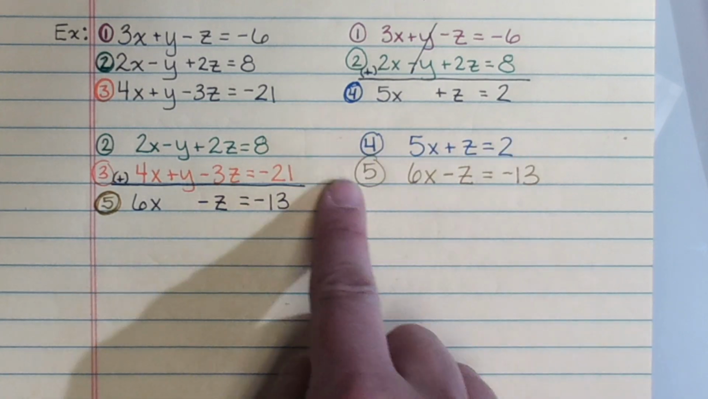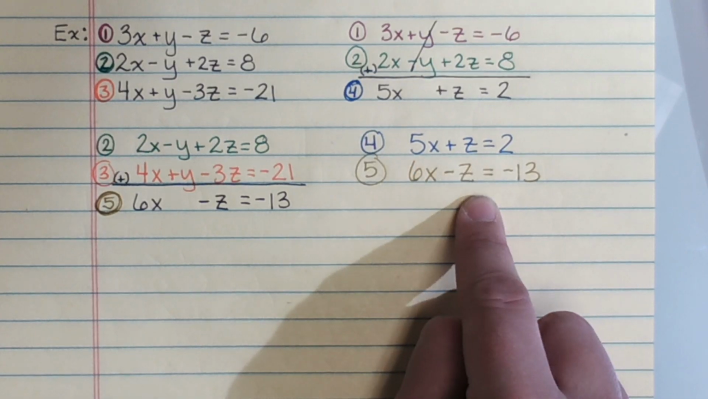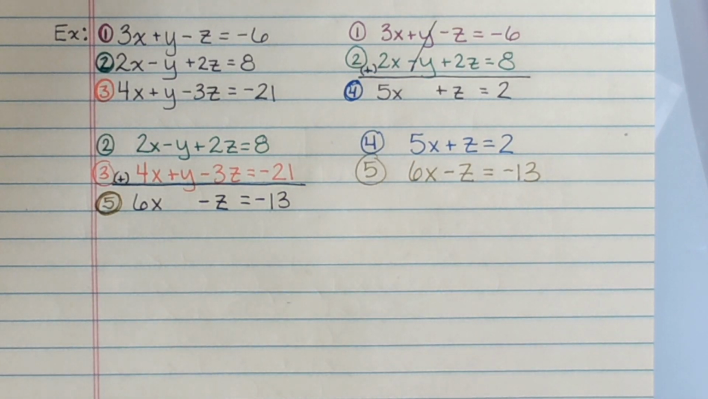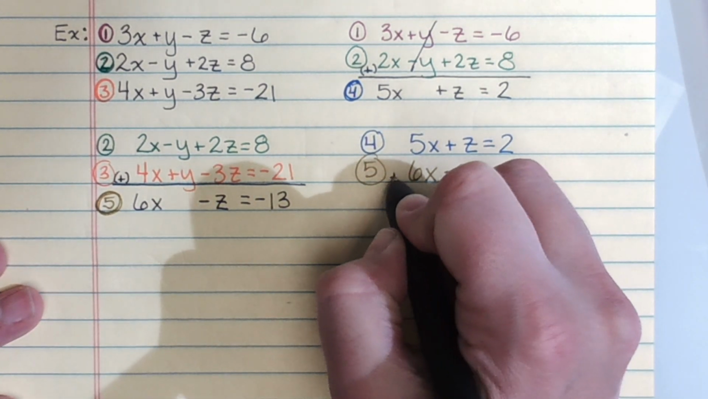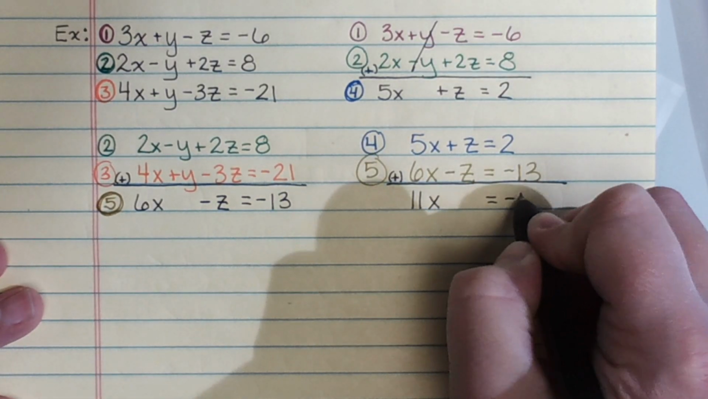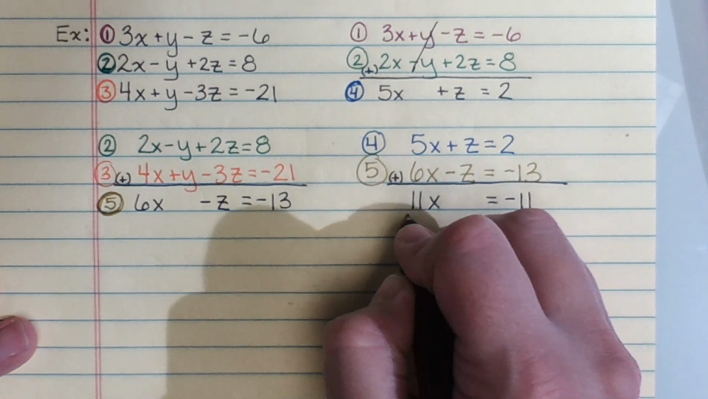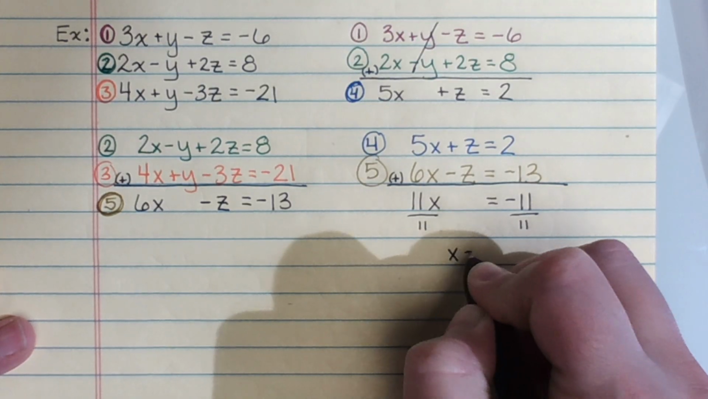So, now I've got this. Things should be stacked appropriately. We're good there. Do I have opposite coefficients anywhere? Five and 6 are not opposites, but are 1 and negative 1? Yes. If I didn't have opposites, then I would get opposites by multiplying. This case, it worked out nicely. So I can go directly to adding. 11x equals negative 11. X is negative 1.